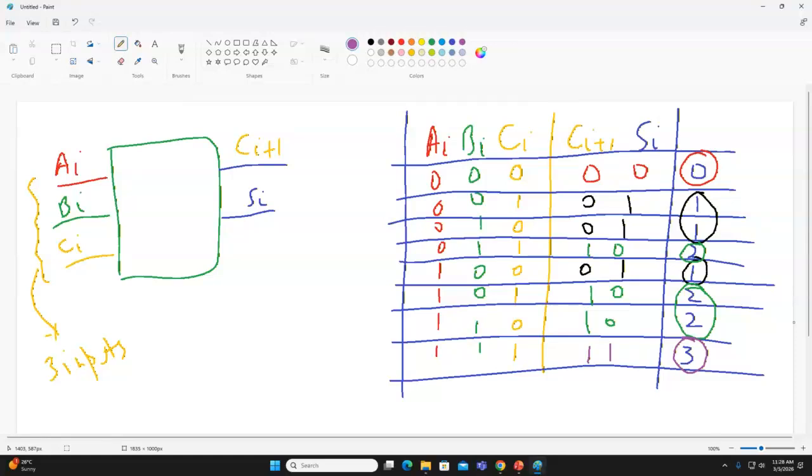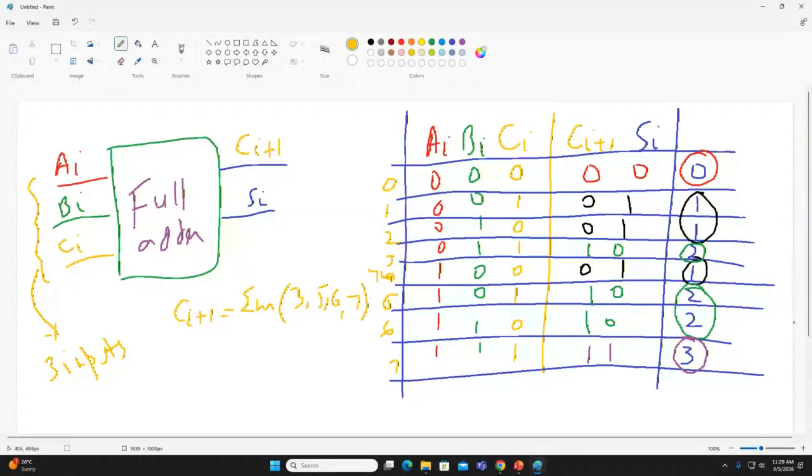Okay. Now if you look at the truth table of this full adder, so this is called a full adder. If you look at the truth table of the full adder, now we can find the expression for Ci plus 1. And how can we write Ci plus 1? Ci plus 1 is what? Sigma m. Sigma m of what? Can anyone tell me? 3, 5, 6, 7.